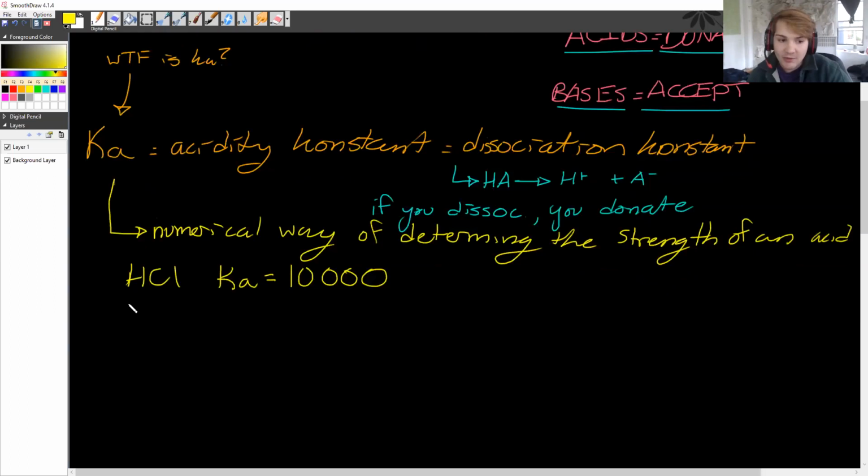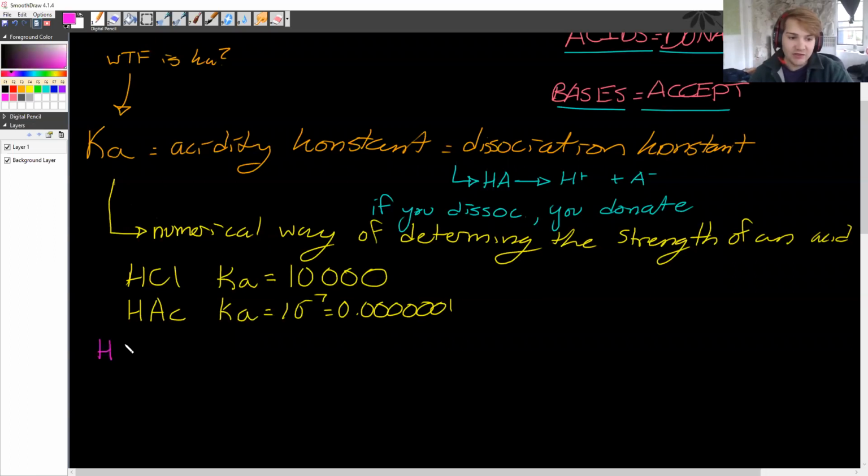And something very common that we use in the chem lab is acetic acid, and that has a Ka of 10 to the negative 7th, or in other words, 0.000001. And so by looking at this, we can clearly see that hydrochloric acid, HCl, is much, much, much stronger than acetic acid, right? In fact, HCl is 10 quadrillion times stronger.